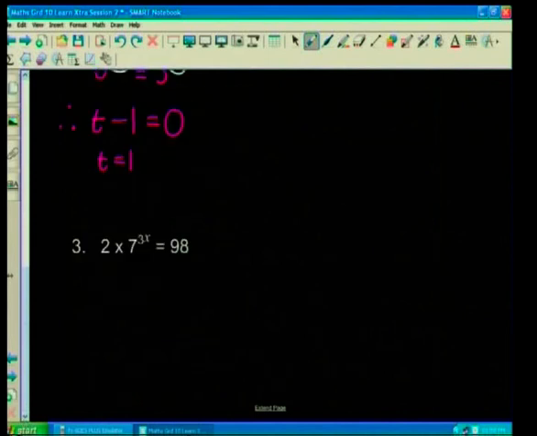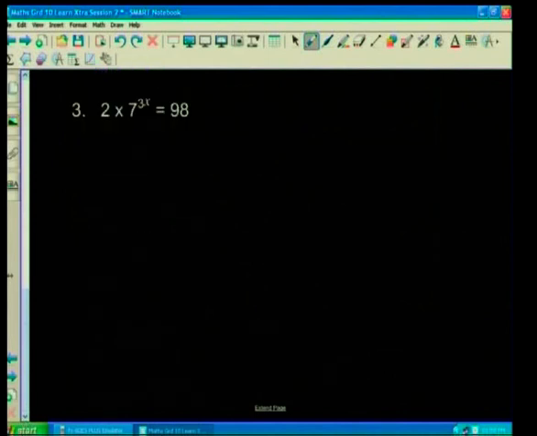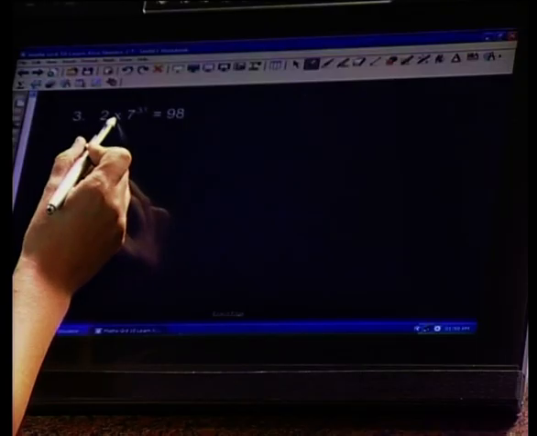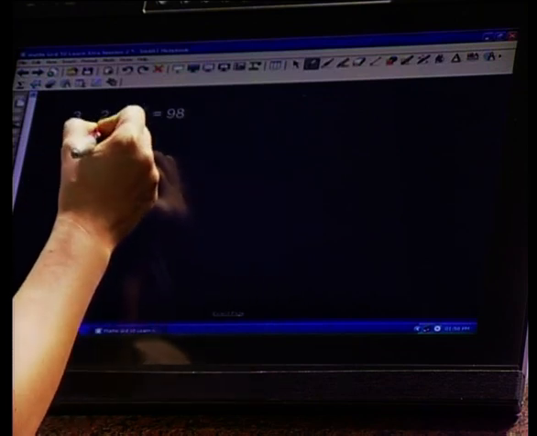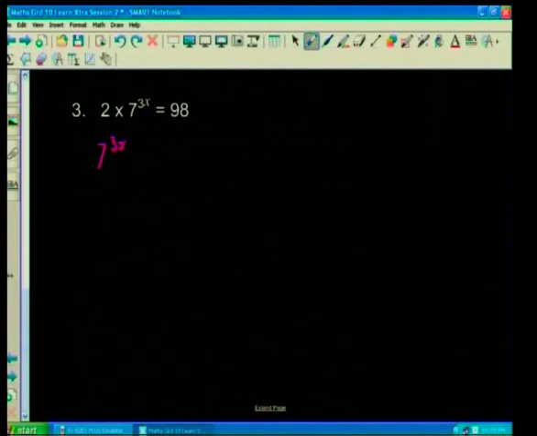The last question for this page is 2 times 7 to the power of 3x is equals to 98. We're going to start by getting rid of the 2, because we want the 7 to be on its own. It's the one with the unknown. The unknown's in the exponent, which means we need to get the bases to be the same. The way we get rid of the 2 is we divide both sides by 2, leaving us with 7 to the power of 3x is equals to 98 divided by 2.